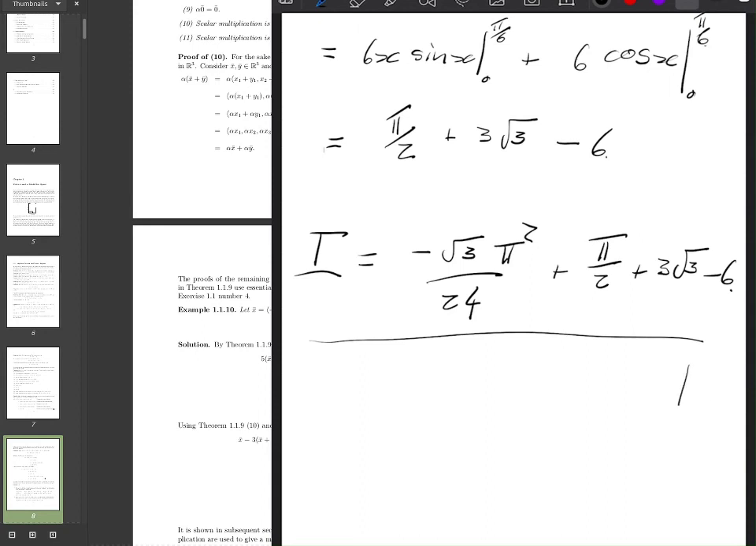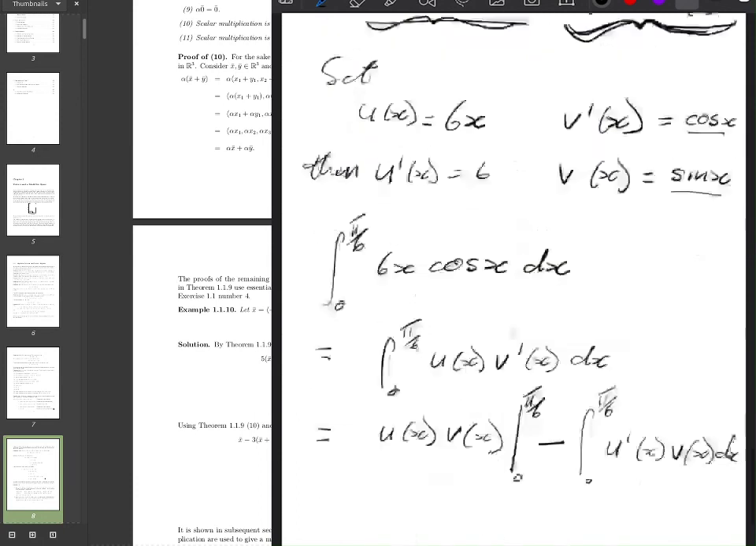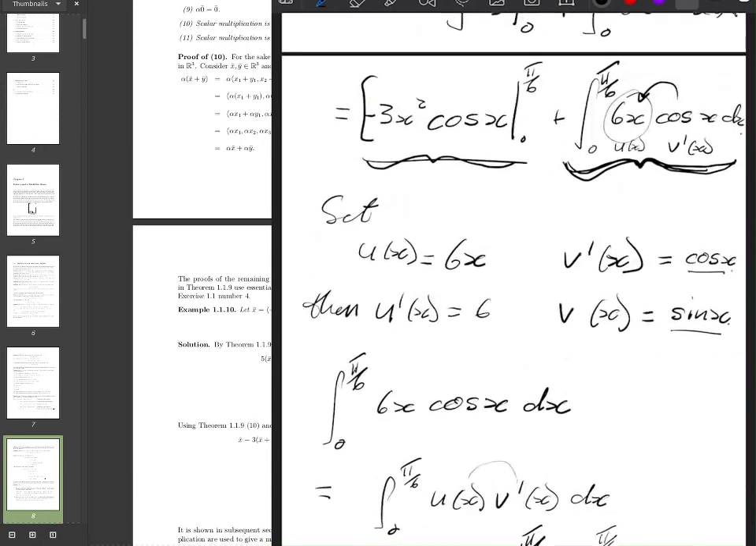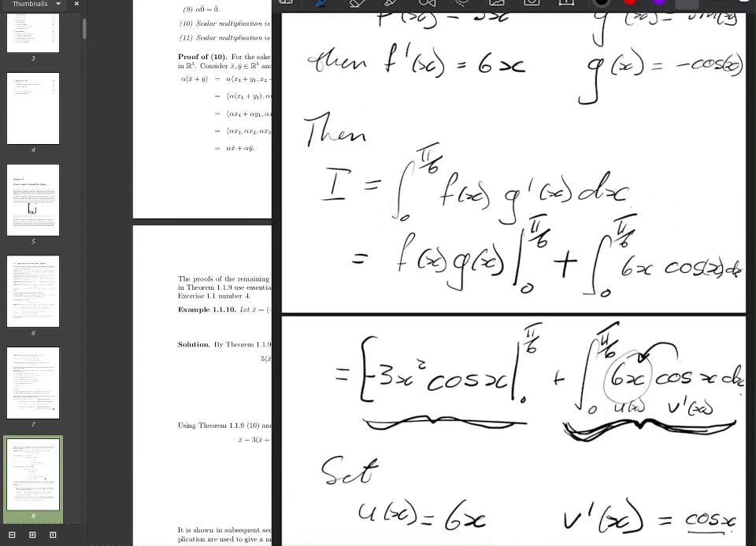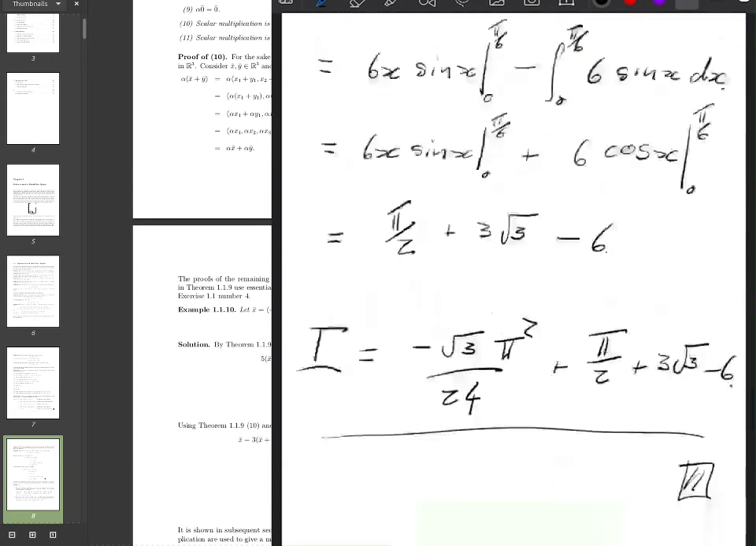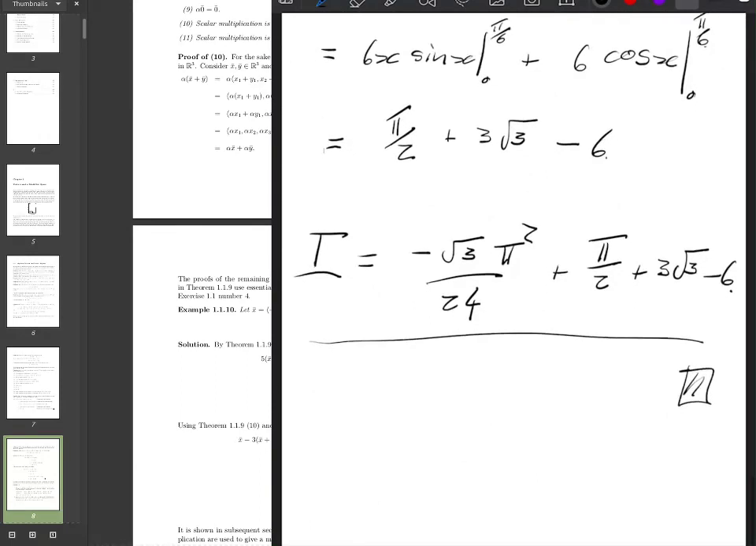Okay, so that is it for this example. And notice here we applied integration by parts twice. So sometimes you need to apply integration by parts twice. Okay, that is it for this example.